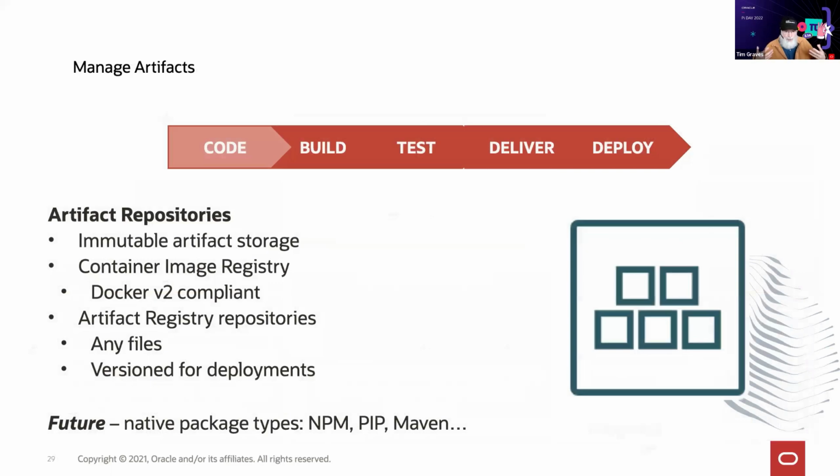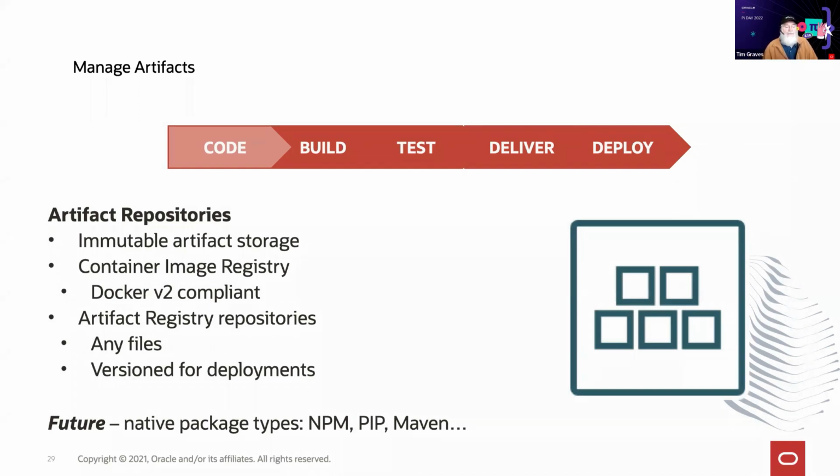Now, part of what you need to do here is you need to manage your artifacts. An artifact is basically the output of a build stage that then goes into the deploy stage. And that could be, for example, container images. So we have something called OCIR, which is the Oracle Container Image Registry. This is a Docker v2 compliant registry. You don't have to use it. You can use any registry you want. For the lab today, we're going to be using this.